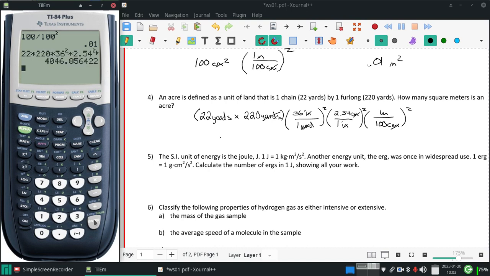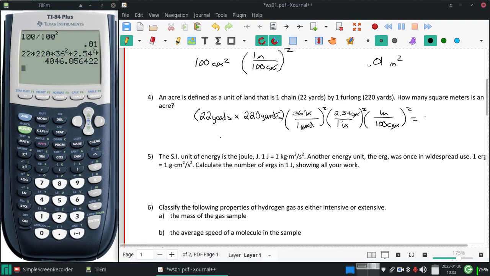Numerically, I get 4,047 square meters. But I really only have 2 significant figures from each of these, so I need to change that to only 2 significant figures. So this one actually has to be written in scientific notation.